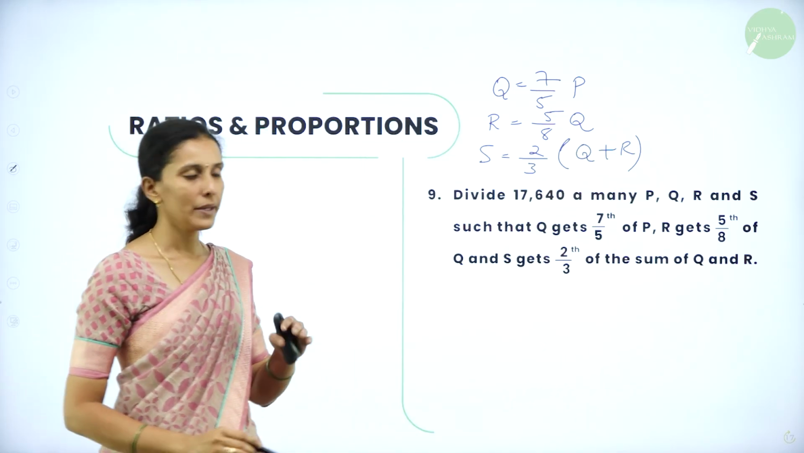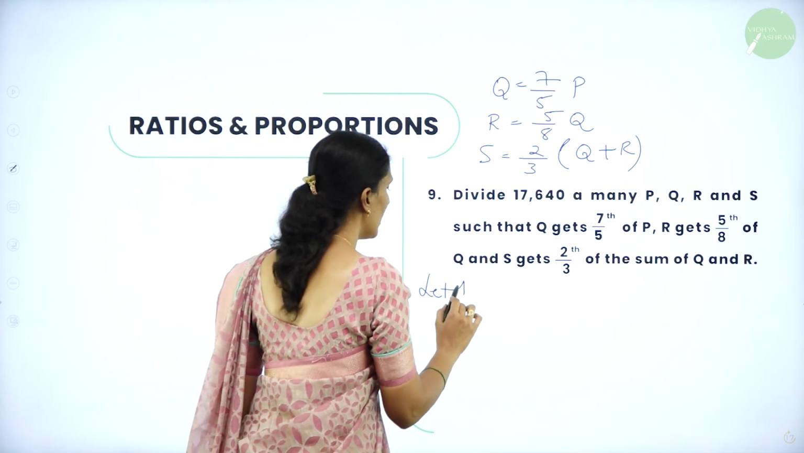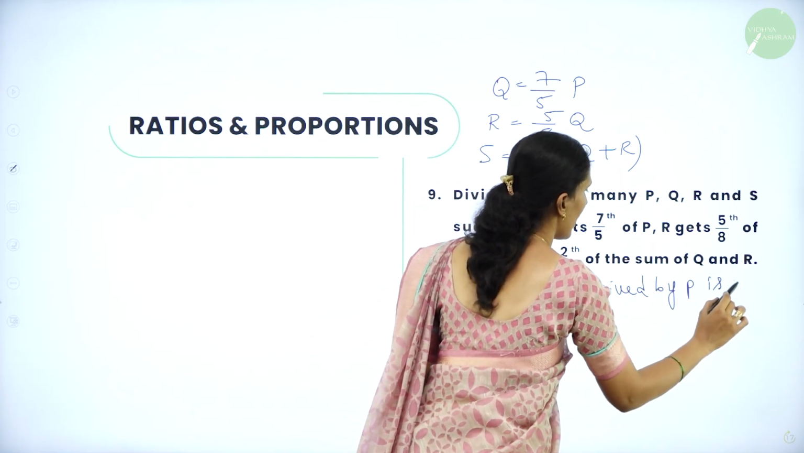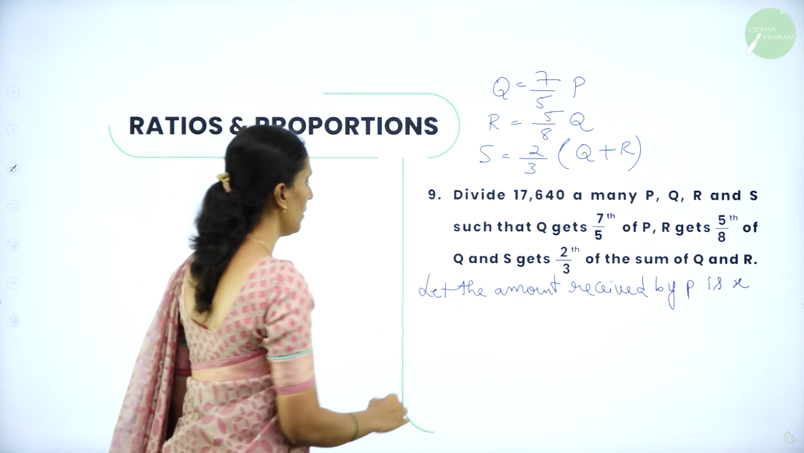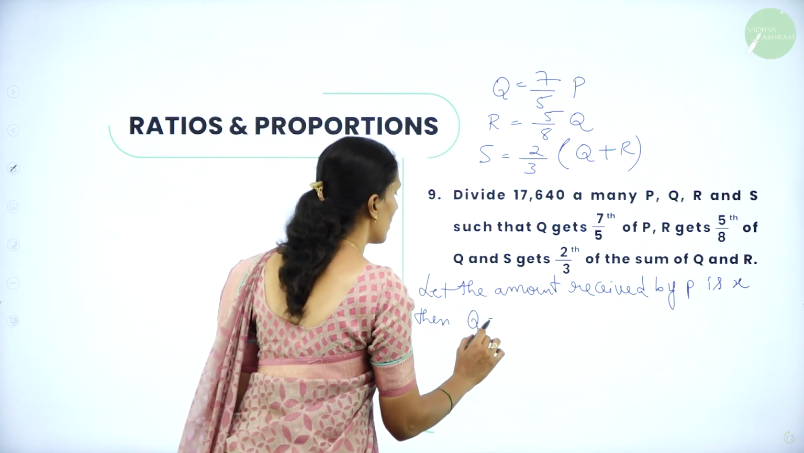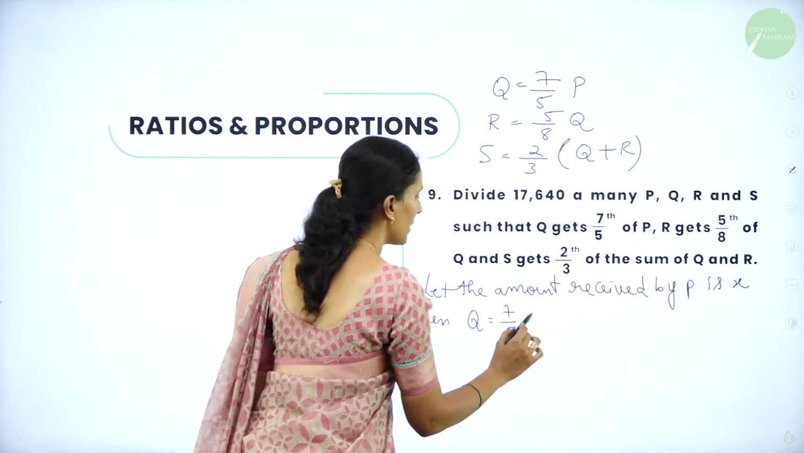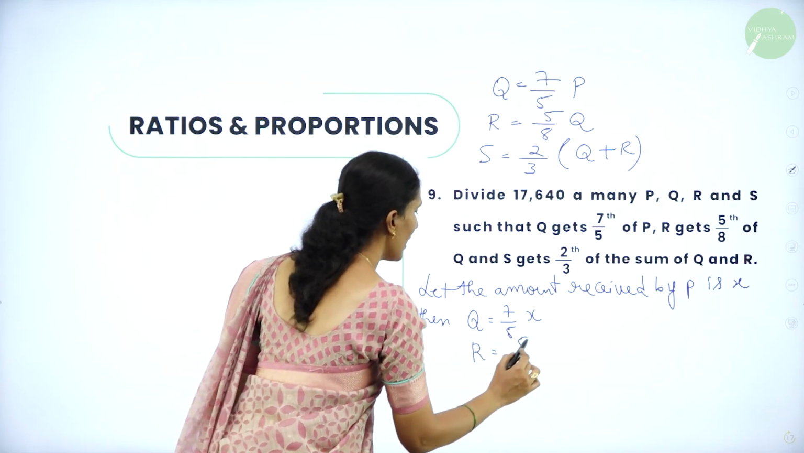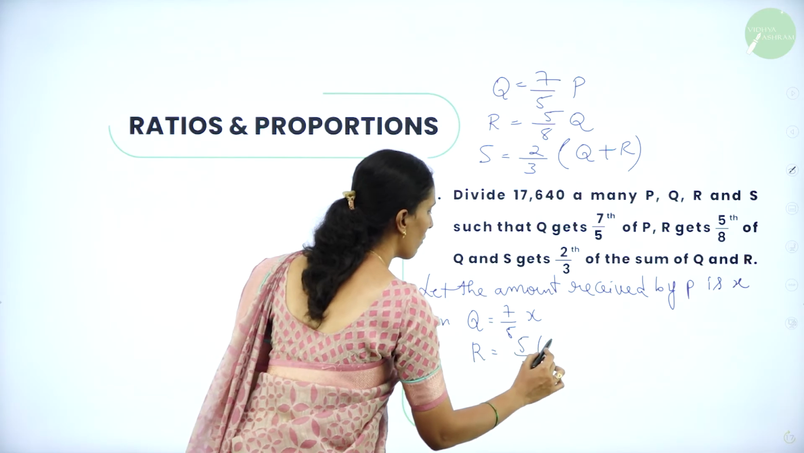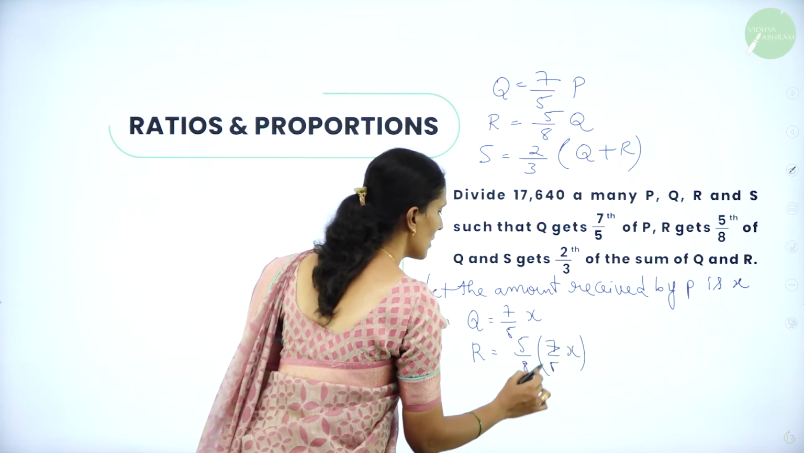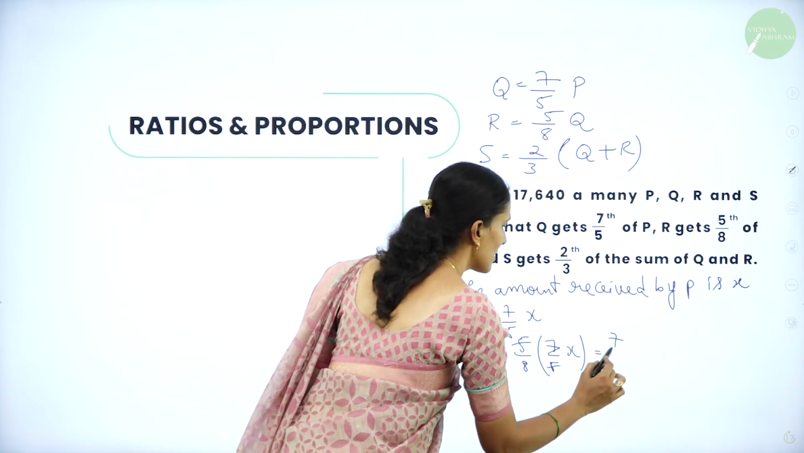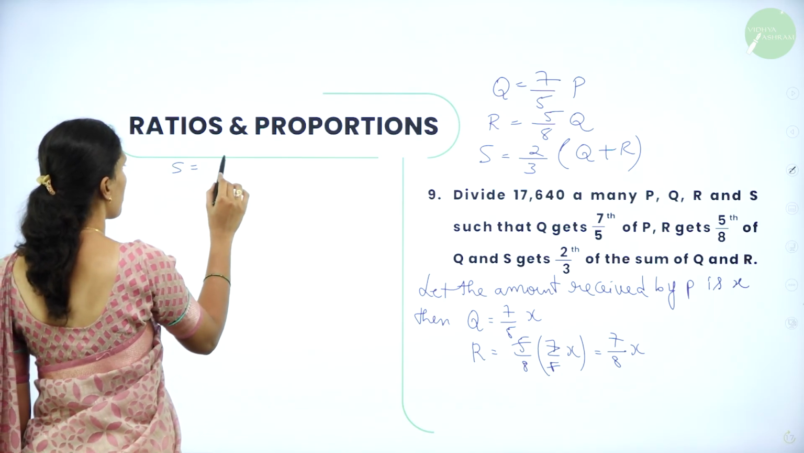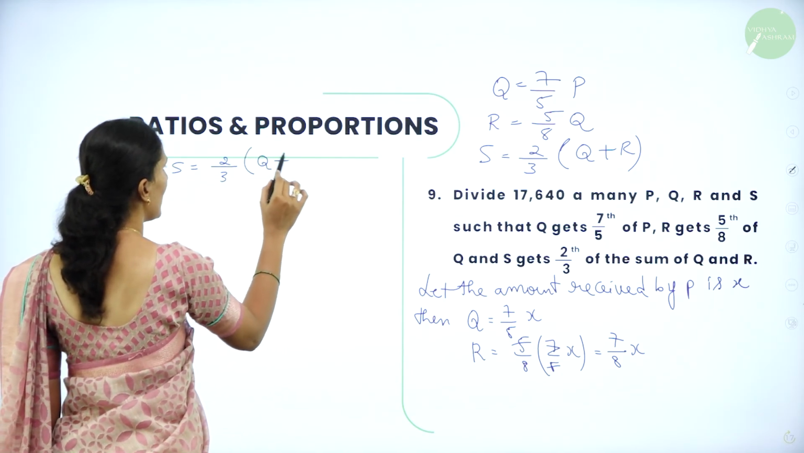I don't know the value for P, so let me take it as X. So let the amount received by P be X. Then according to the given statement, what happens for Q? Q is 7/5 times of P, which is nothing but 7/5 X. Then what is R? R is 5/8 times of Q. Q I have got as 7/5 into X. So the 5 gets cancelled. I'll get 7/8 X.